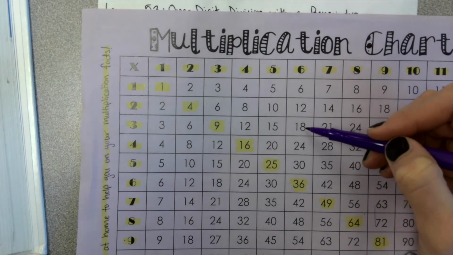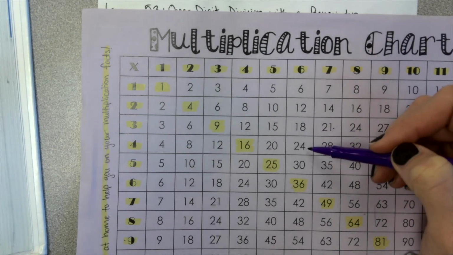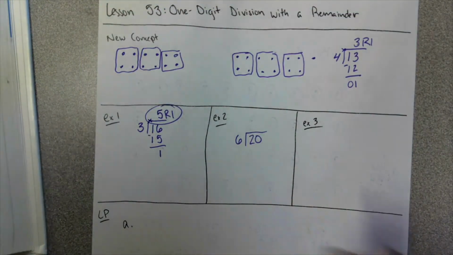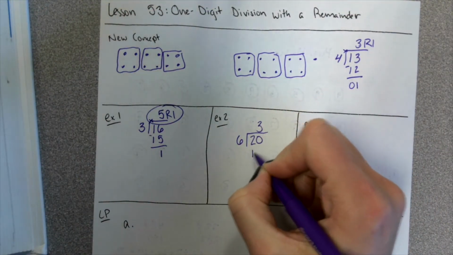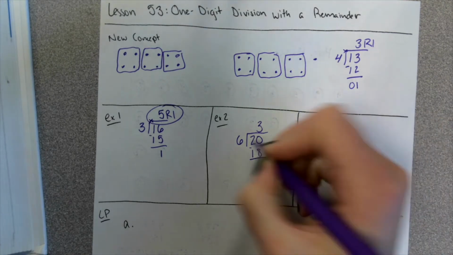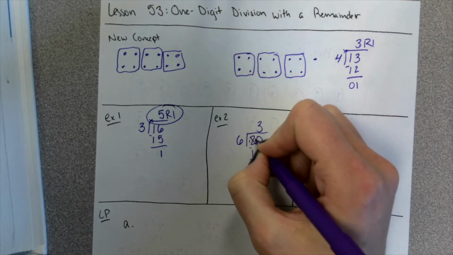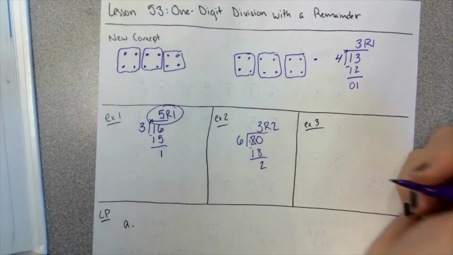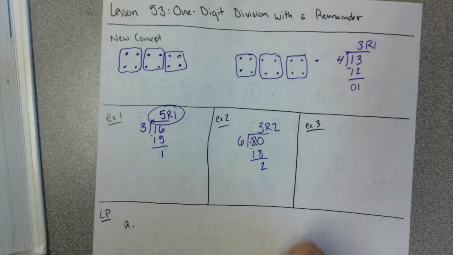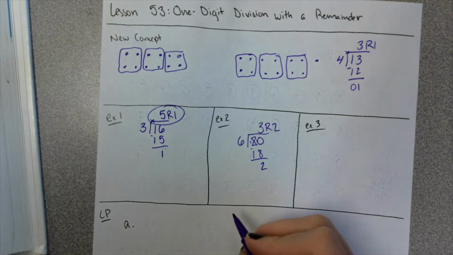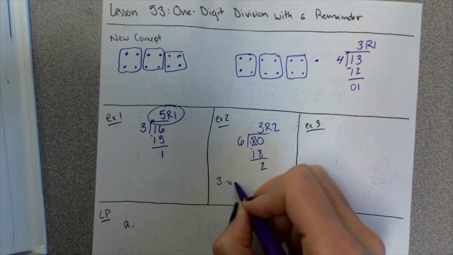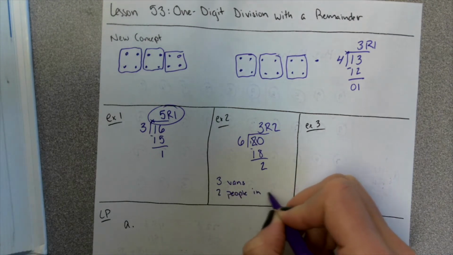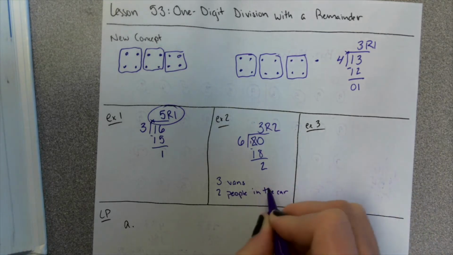Well, 18 is smaller than 20. Is 24 smaller than 20? No, so I gotta use 18. So 3 times 6 equals 18. Then when I subtract, I get 2. So I get 3, remainder 2. So 3 vans will be filled and 2 will be in the car. 3 vans and then 2 people in the car.